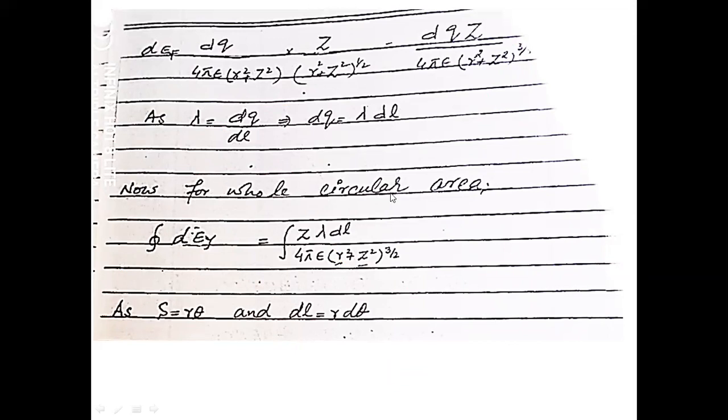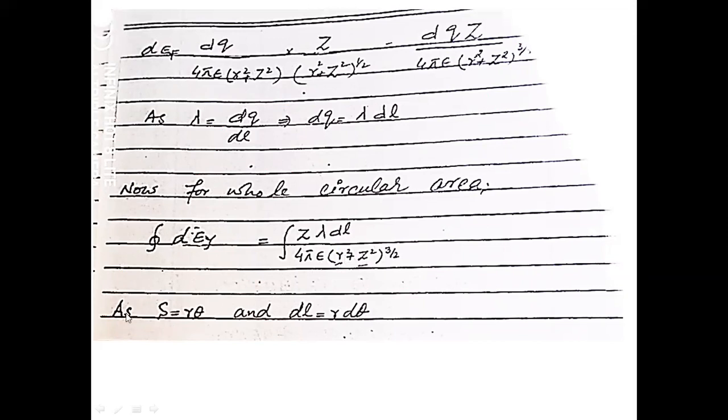Now for the whole circular area, this is the integration for the whole circular area. Now we are considering the whole circle instead of the small fraction. This circle shows the closed surface area. So dE_y is equal to z lambda dl over 4 pi epsilon (r square plus z square) whole to the power 3 by 2.